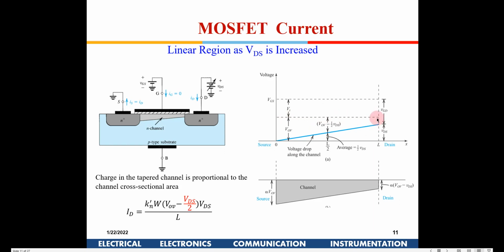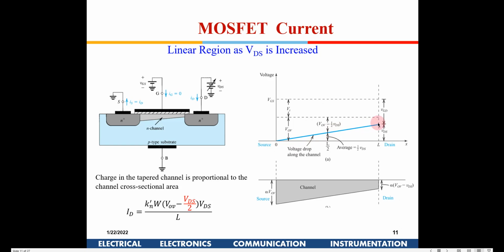Since VGD is greater than VT here, we still have a channel here, but it is not as big as at the source. So this channel actually gets tapered like this. Because you are giving a positive voltage here, between here and here there is no VT available, so this channel has got tapered out like this.